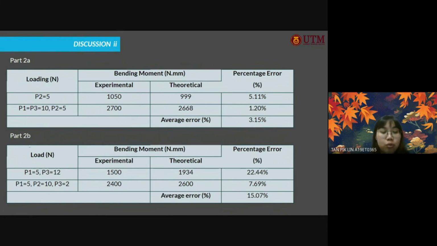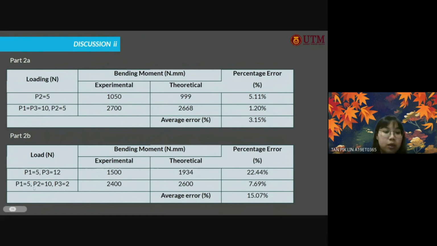And for part 2b, the loads are P1 equals to 5 Newton, P3 equals to 12 Newton, and P1 equals to 5, P2 equals to 10, and P3 equals to 2 Newton. The experimental bending moment for P1 equals to 5 and P3 equals to 12 is 1,500, and theoretical is 1,934. The percentage error is much higher here, which is 22.44%.